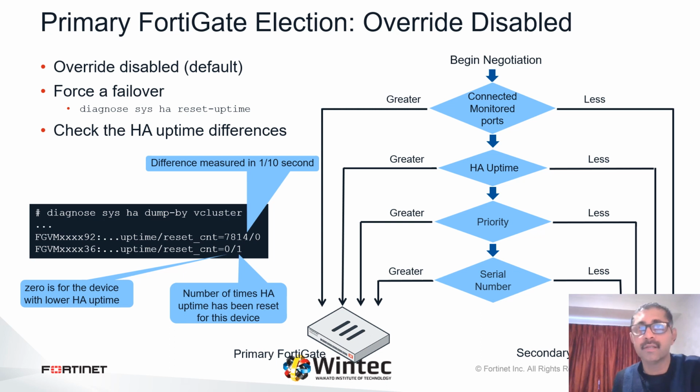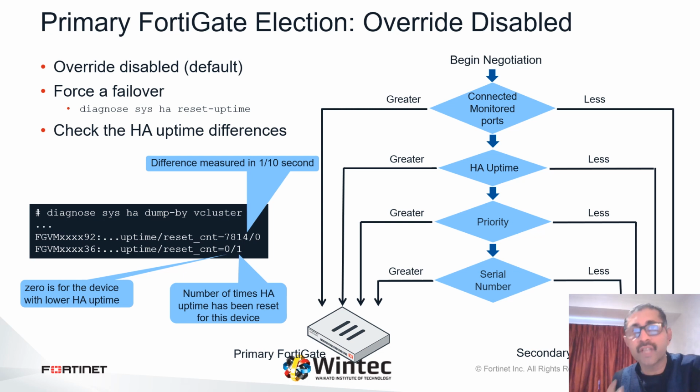in a cluster. Now, the first thing is that the cluster first compares the number of monitored interfaces whose statuses are up. The FortiGate device with the most available monitored interfaces becomes the primary. So that's the first condition. If that's satisfied, that particular FortiGate becomes the primary.